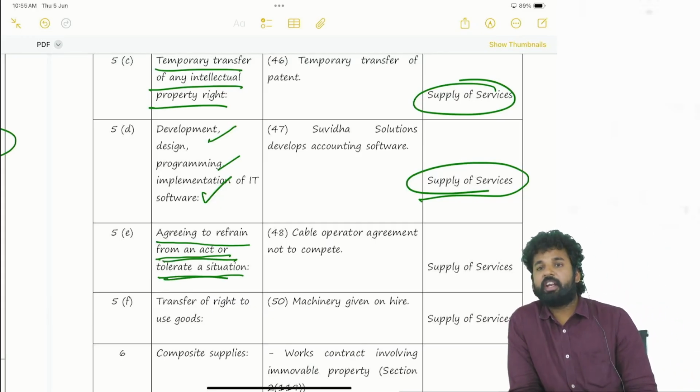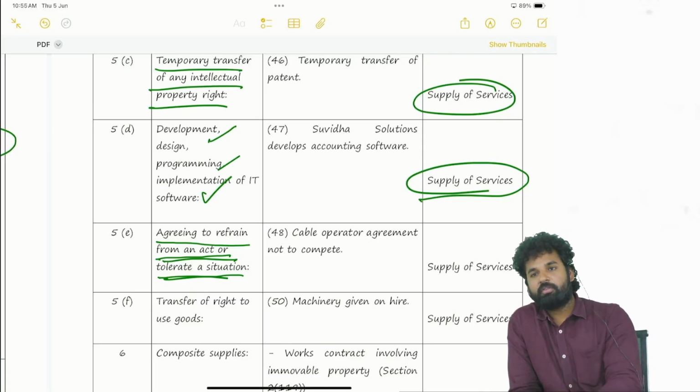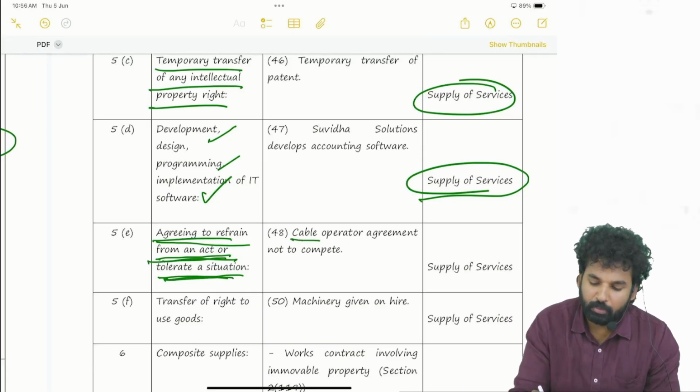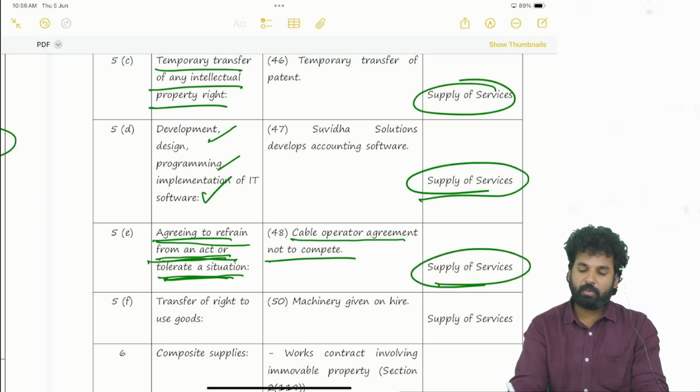Tolerating an act means, say, delayed consideration. We are accepting interest. Consideration has not been paid; it is paid after 6 months. For this 6 months, we are charging interest. So we are tolerating the delayed payment. For what consideration? For interest as a consideration. Tolerating an act for interest is also a consideration. So it is a valid supply. Is it supply of goods or supply of service? Supply of service. So agreeing to refrain from an act or tolerating an act. So a cable operator agreeing not to compete in a particular region is a supply of service.